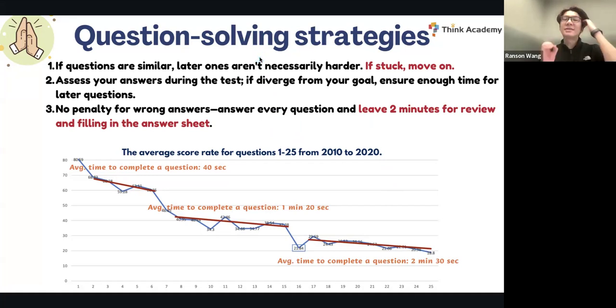But if you got it wrong, you'll get 0 points. So there's a difference when you didn't put in any answer or you got it wrong. But for MCA, there's no penalty or difference when you do not put any answer and when you got it wrong. So that's why I would recommend you answer every question and leave 2 minutes for the review.